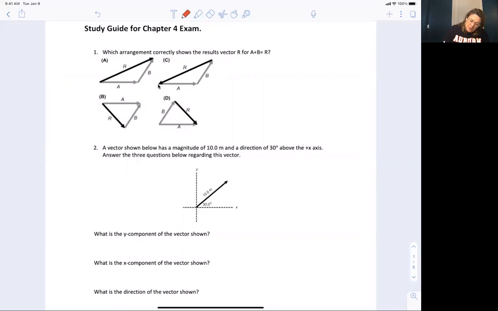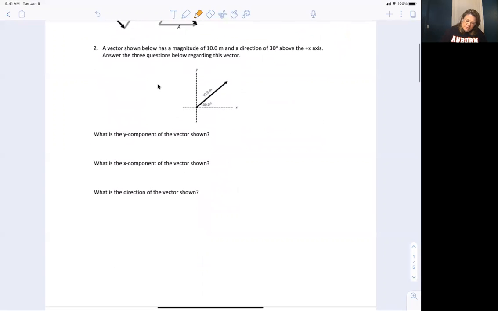Which arrangement correctly shows the results for the vector A plus B, which is R? So you remember the rules. We have to add them and draw them, whoops, wrong term. We have to draw them tip to tail, right? So this is not drawn tip to tail. This is not drawn tip to tail. This is drawn tip to tail, but R was drawn incorrectly. And so the answer is A. I have drawn tip to tail, and then I have drawn R from the beginning to the end.